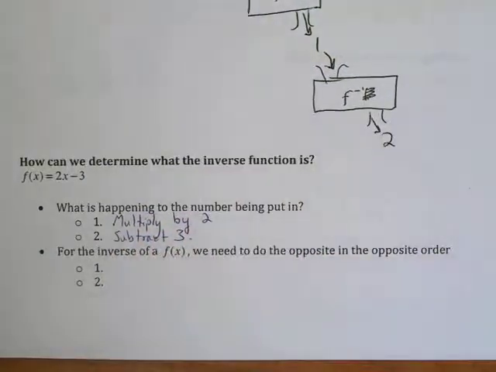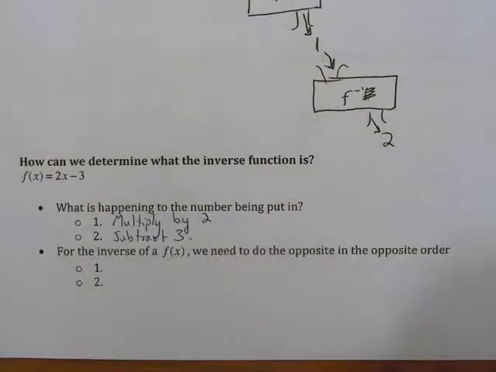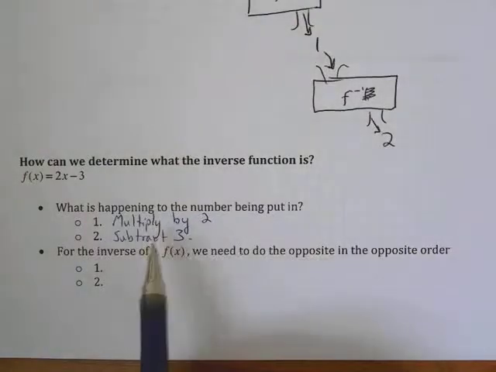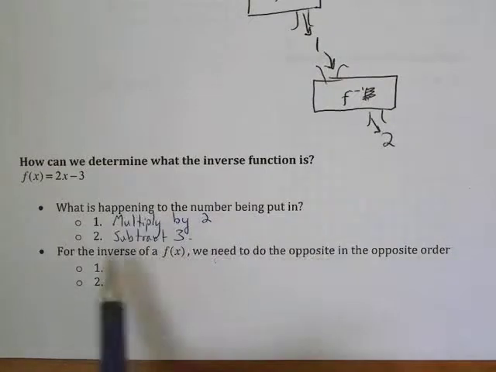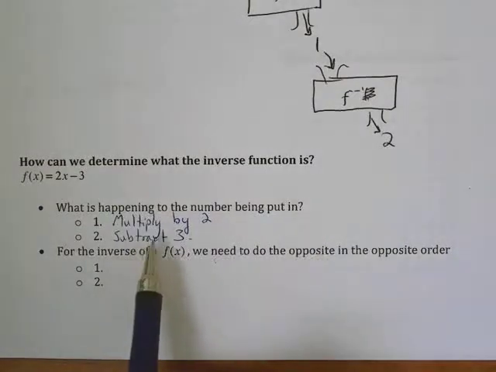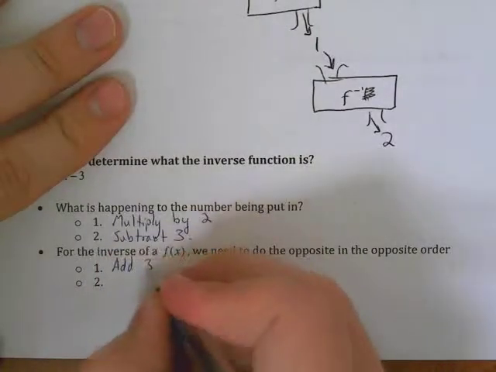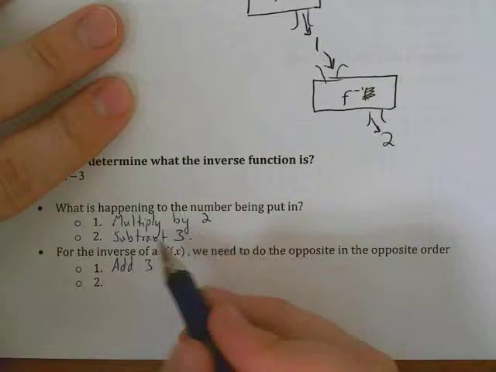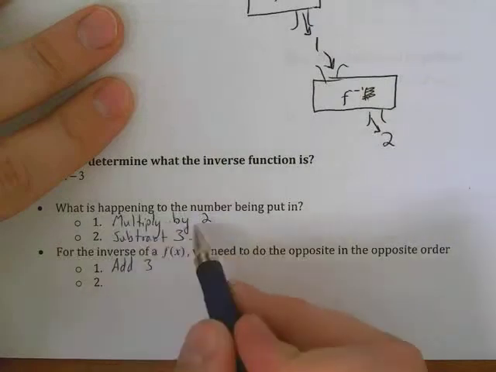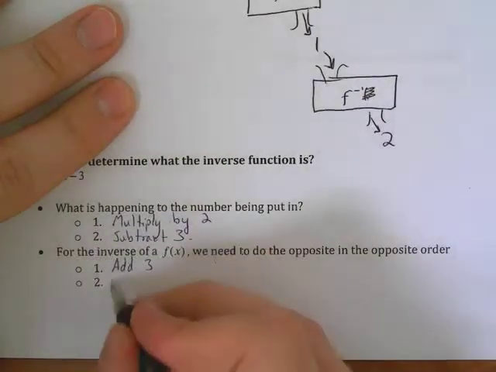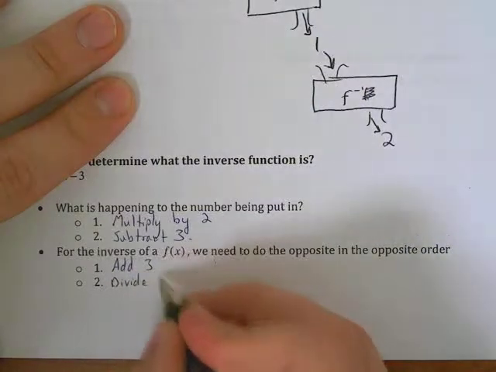So that's what this function does. If you were to describe this function in words, it multiplies by 2, and then it subtracts 3. Now, the inverse function does the opposite in the opposite order. So if we're going in the opposite order, we'll start here at the bottom. This function subtracted 3. The opposite of subtracting 3 is to add 3. Now we'll go back to the first step. This function multiplied by 2. We want to do the opposite of that. The opposite is to divide by 2.